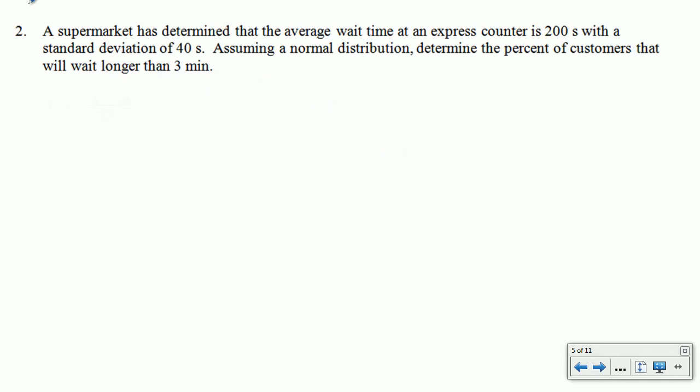So on to number 2. A supermarket has determined that the average wait time at an express counter is 200 seconds, with a standard deviation of 40 seconds. Assuming a normal distribution, determine the percent of customers that will wait longer than 3 minutes. So to answer this question, we can use normal CDF, put in our lower bound of 3, put in our upper bound of 1 times 10 to the 99. The average is given here, 200 seconds, and the standard deviation is given here, which is 40 seconds. So do you notice anything wrong about what I've just written?